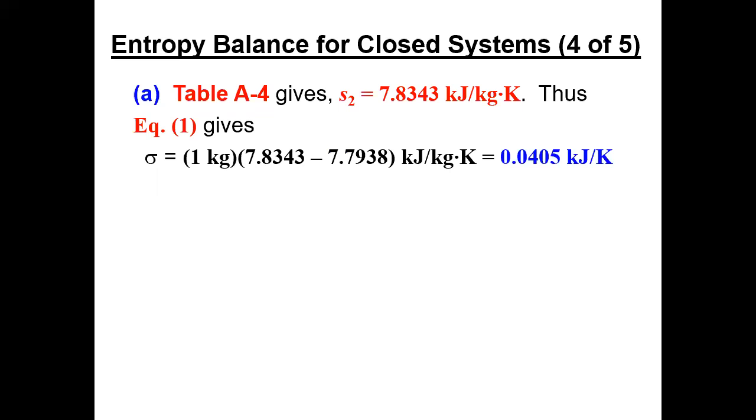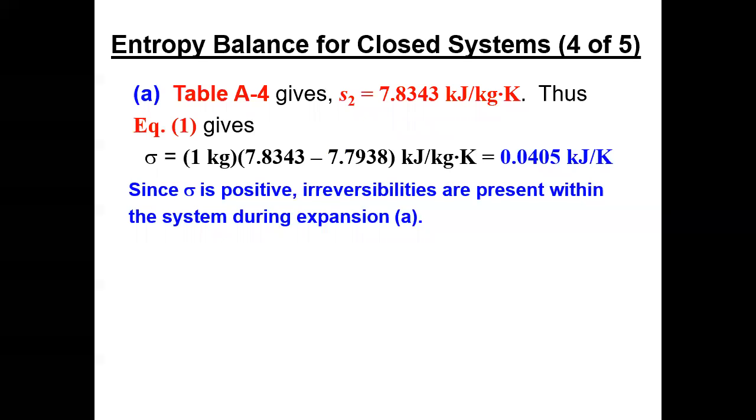0.0405. So guess what? That's an irreversible process, right? Because we had an entropy increase. And that's what sigma being positive means: irreversibilities are present within the system during expansion A. So life is good. I mean, at least it could happen.